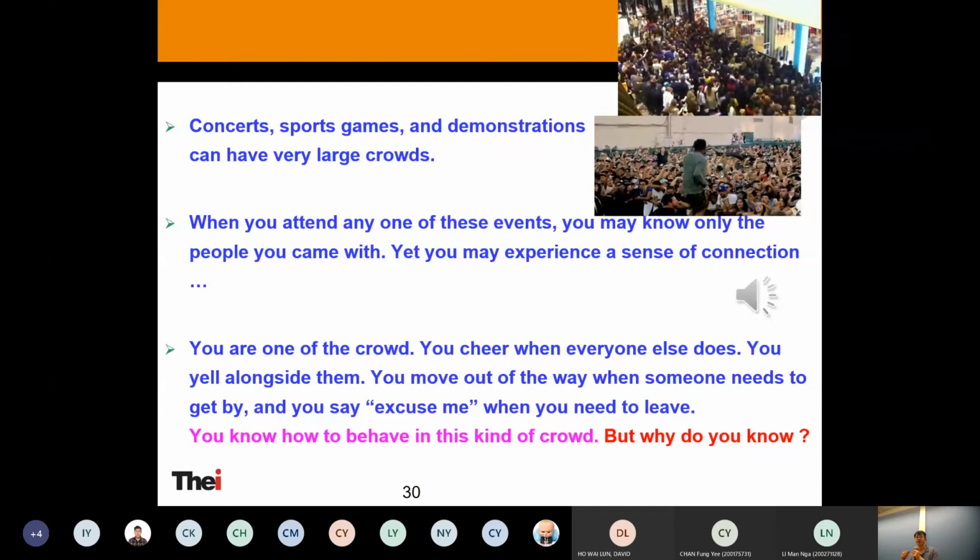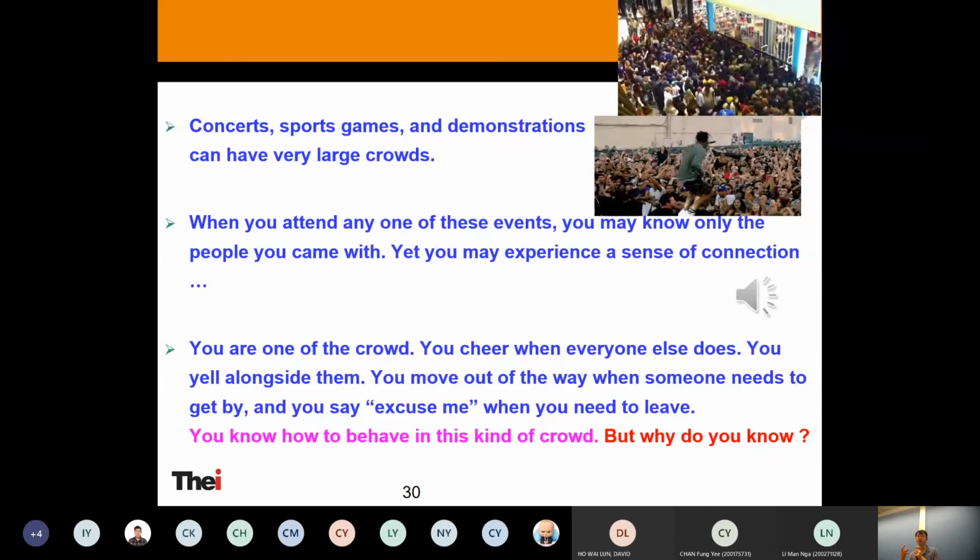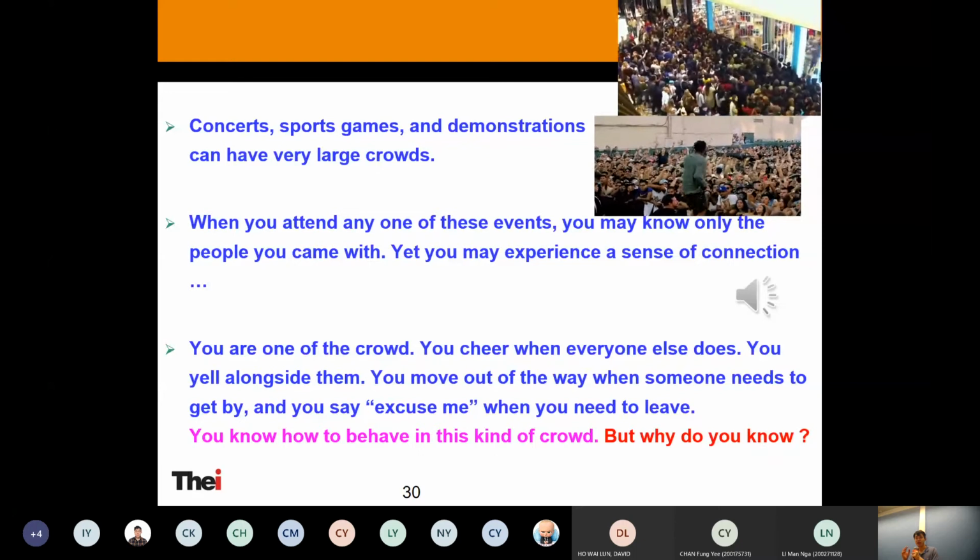So once again, when you go to walk along or when you join this crowd of people, you are one of the crowd. You know that you cheer when someone else does at a concert. You yell alongside them, you move out of the way when someone needs to get by, and you say excuse me when you need to leave, because you know you have to behave like this in this wider context.